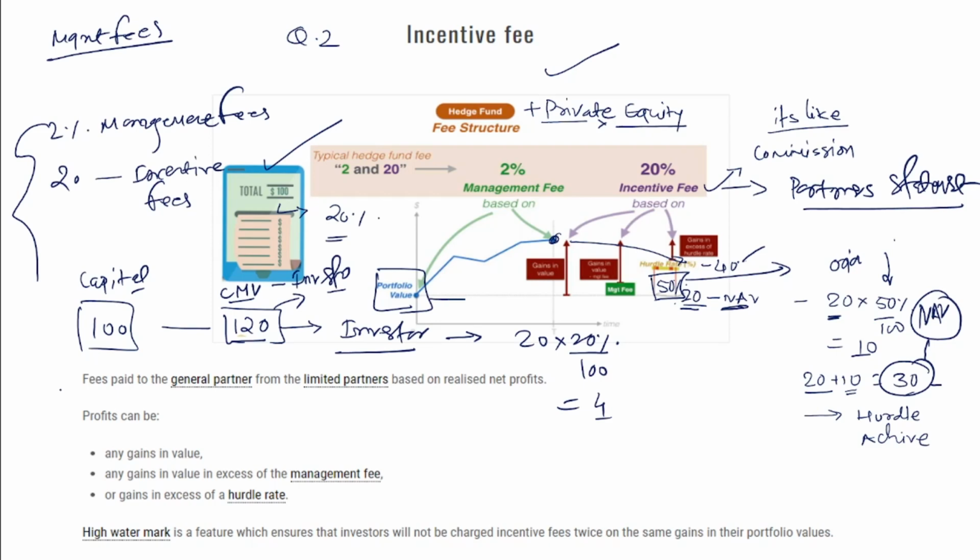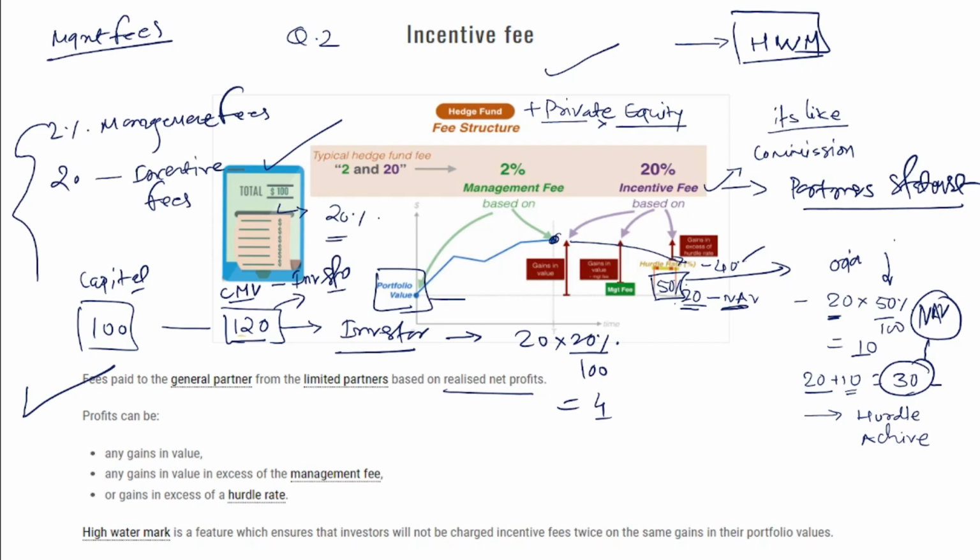And for the theoretical explanation, if you're looking for one: this is a fee paid to the general partners from the limited partners based on realized net profit. This is a very important one. Sometimes you may expect the question, what if the fund is not able to meet the high water mark? In that case, incentive fees will not accrue. Simple.